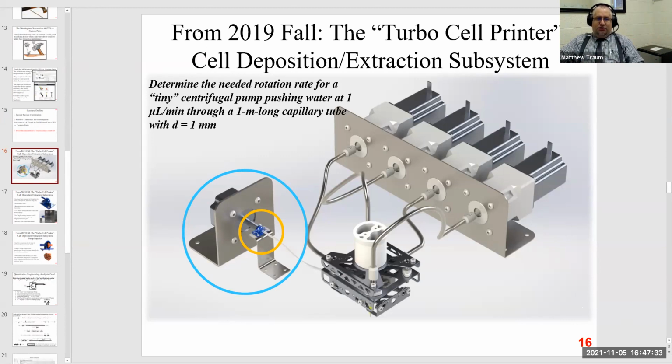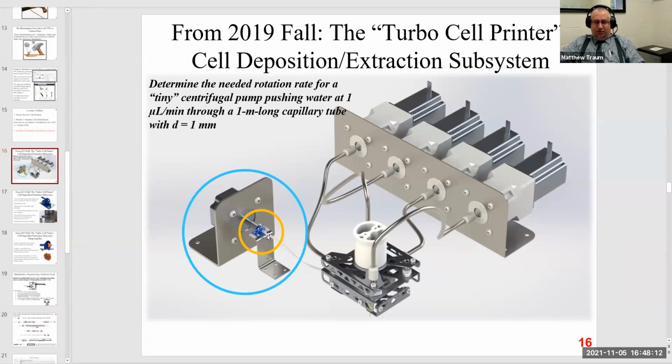So this was fall 2019. This was one of the microbial printers. And we're looking at the cell deposition and extraction subsystem, which is this system that I've circled here in light blue. And in that subsystem, there was a component, and that component was the centrifugal pump. The purpose of the centrifugal pump was to satisfy the customer need statement, which when quantified basically worked out as 1 microliter per minute of liquid water has to be pushed through a 1 meter long capillary tube with a diameter of 1 millimeter, right?